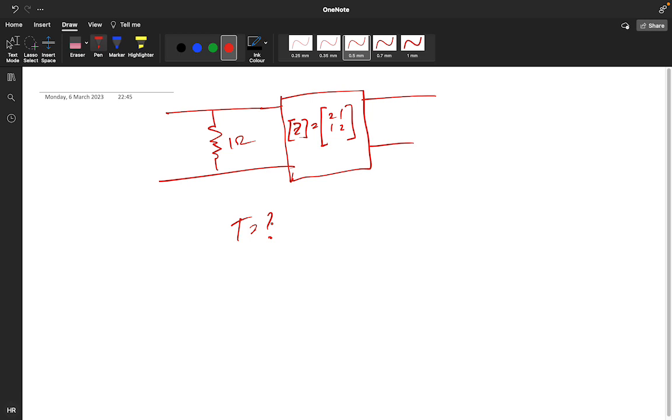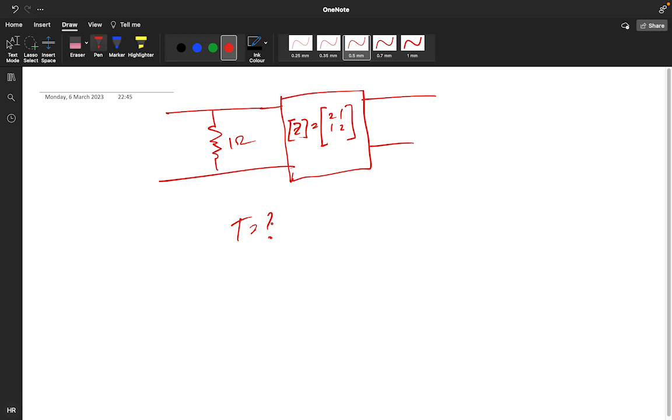Okay. So we'll discuss it. Let me see. What was the thing? H parameter and G parameter, we did it. Conversions of T to Z parameter, we also did.